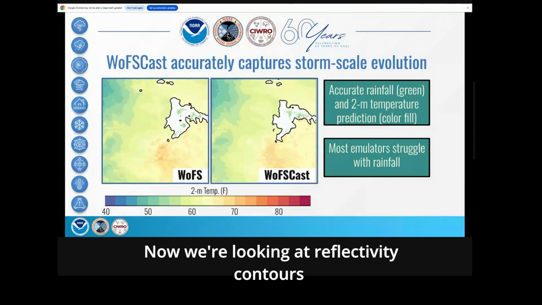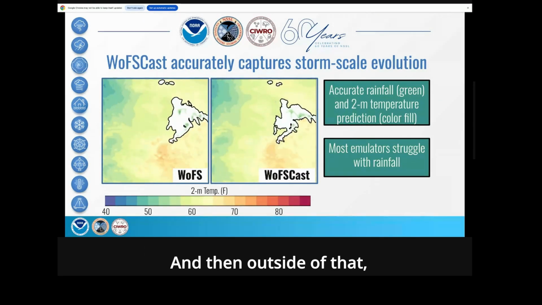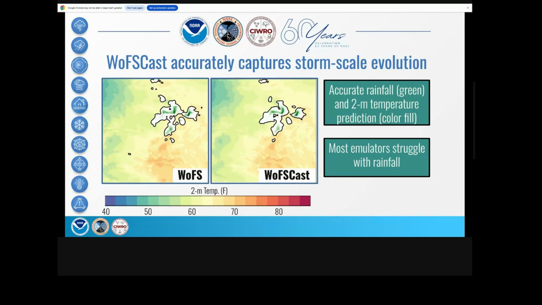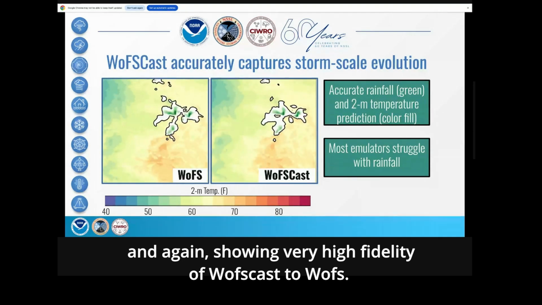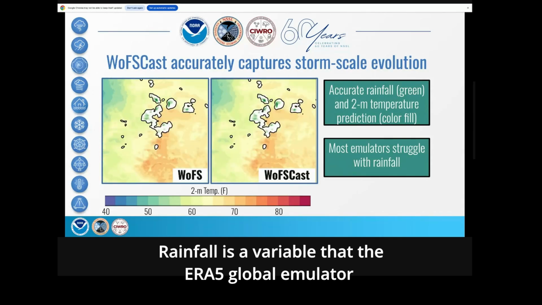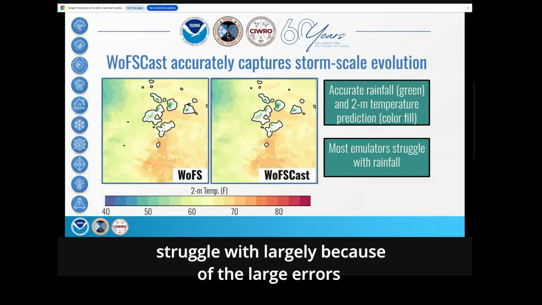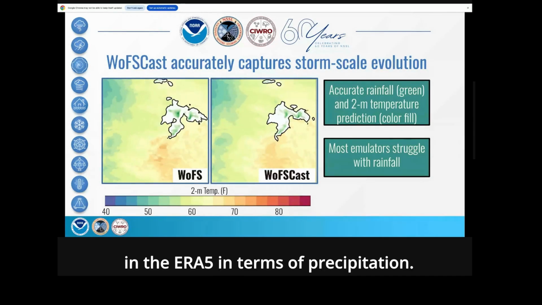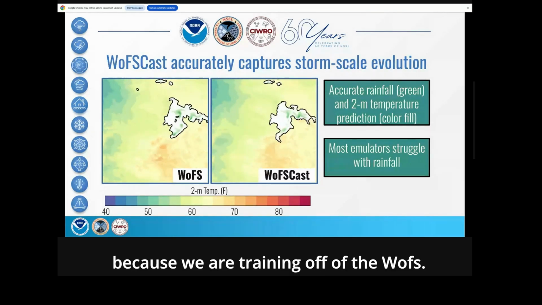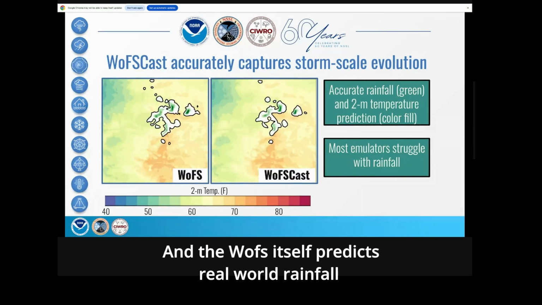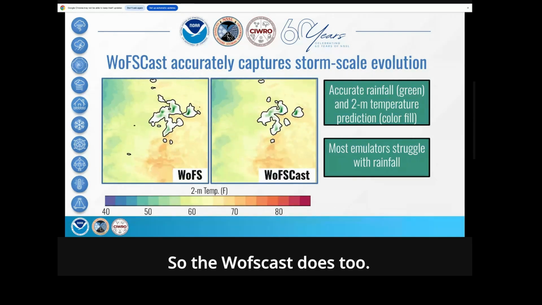Now we're looking at reflectivity contours with rainfall therein, and then outside of that, we have 2-meter temperature shaded. And again, showing very high fidelity of WoFSCast to WoFS. Rainfall is a variable that the ERA5 global emulators struggle with, largely because of the large errors in the ERA5 in terms of precipitation. But of course, we don't suffer that limitation because we are training off of the WoFS. And the WoFS itself predicts real-world rainfall pretty accurately, so the WoFSCast does too.